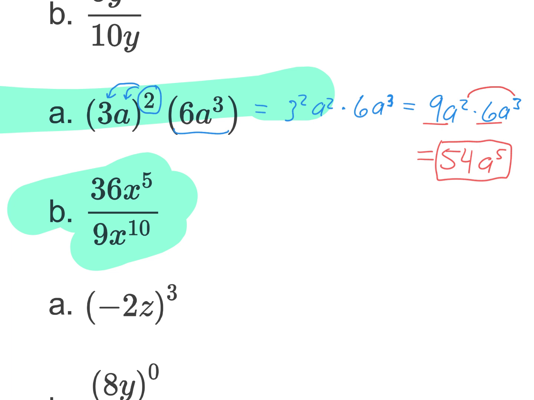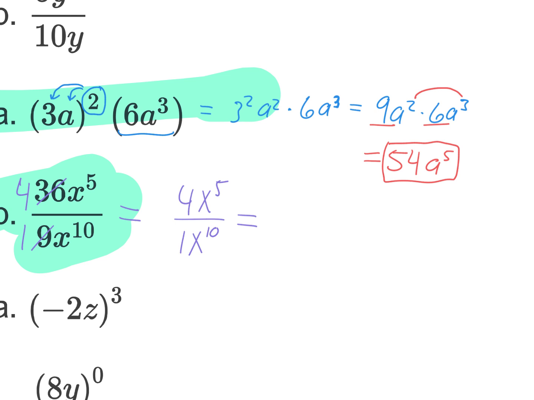All right, what can we do first in B? What's going to make this a little bit simpler? Simplify 36 and 9. Okay, good, right? 36 and 9 share a factor of 9. So that becomes a 4 on top and a 1 on the bottom. So I get a 4x to the 5th over 1x to the 10th. And then what can I do with those x's? Yeah, so when you're dividing, good, you can subtract the exponents.